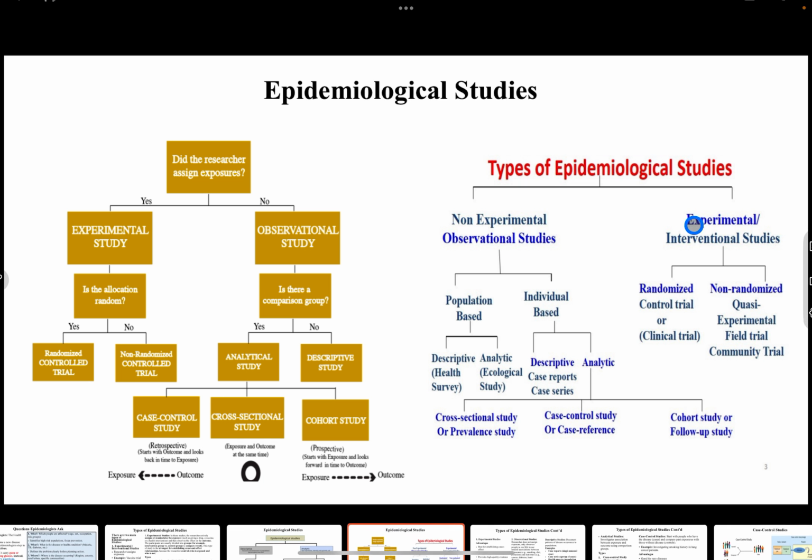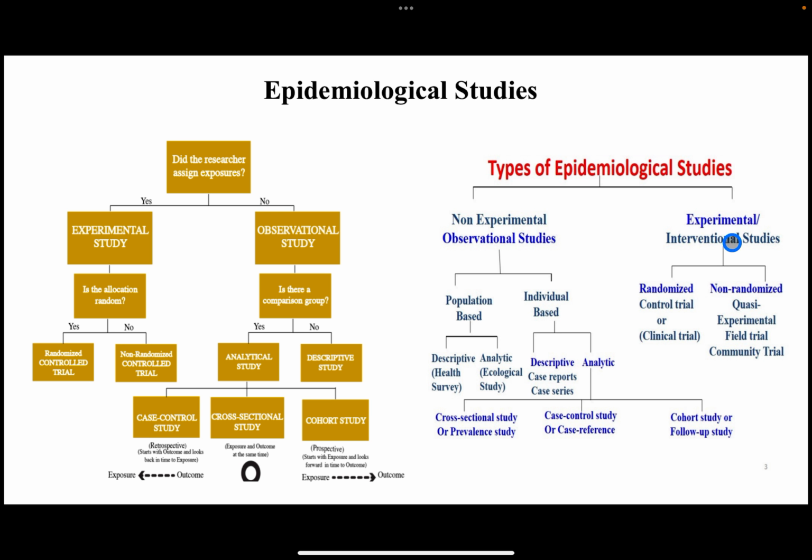So understand that in experimental studies, the researcher or the investigator manipulates exposures. So groups are going to be created. One group will be given a certain intervention, another group will not. So there is an exposure. They manipulate an exposure so that one group is exposed, another group is not exposed to the drug or the intervention or the program they are testing.